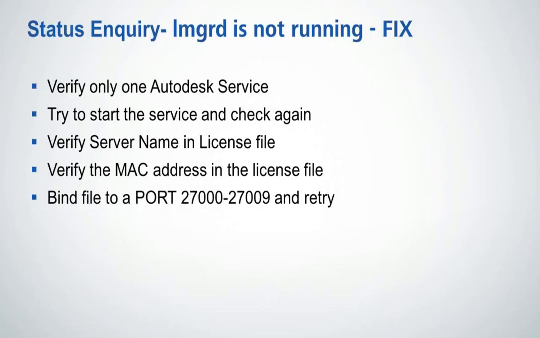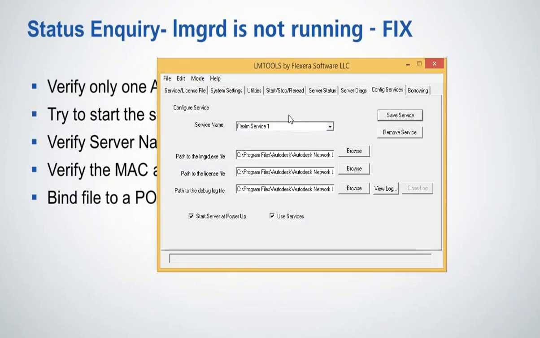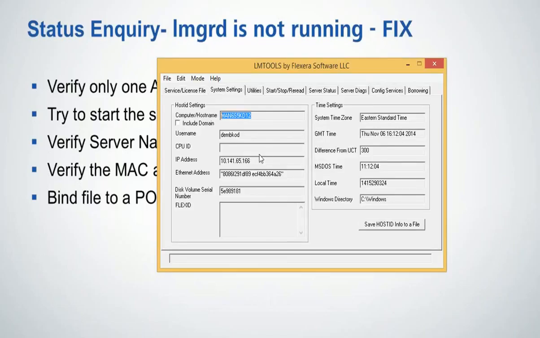If it's incorrect, you need a new file. If you're not sure what MAC address or server name to use, LM Tools will tell you. If you go to the System Settings tab, there is a computer name and there is a list of MAC addresses. I would use the first one on the list to start with. Usually that's sufficient. That's all you need. That's what your license file should be coded for.